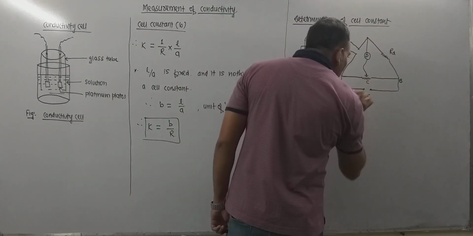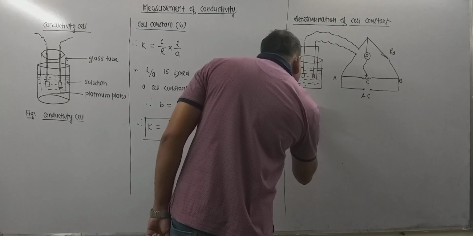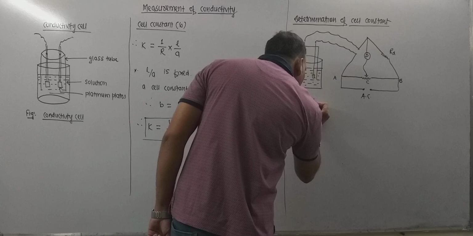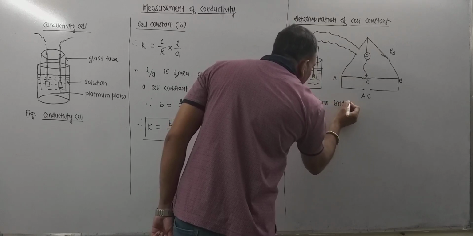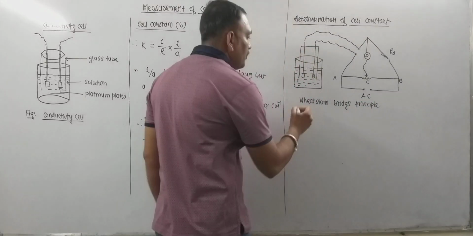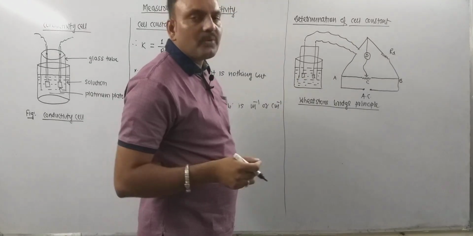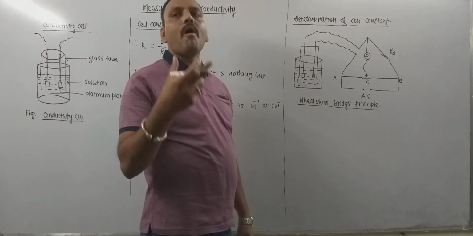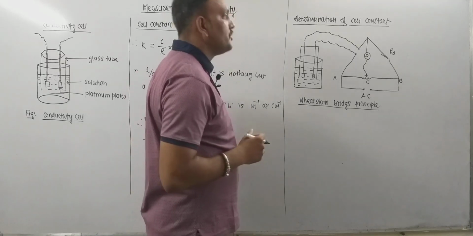Now what happens? So this is the Wheatstone bridge principle. Now we already know the conductivity, as we are using 1 molar or 0.1 molar or 0.01 molar KCl solution.